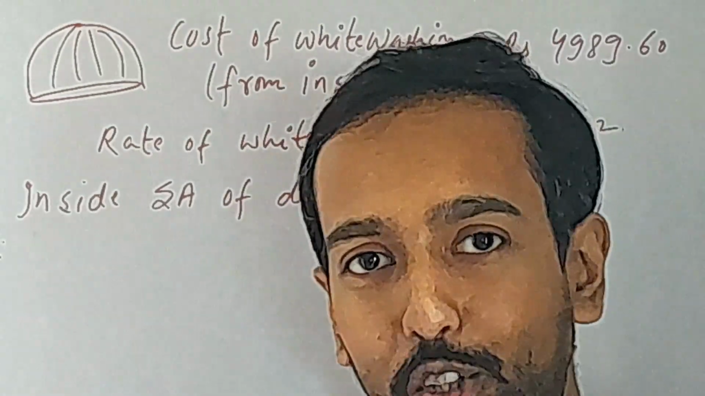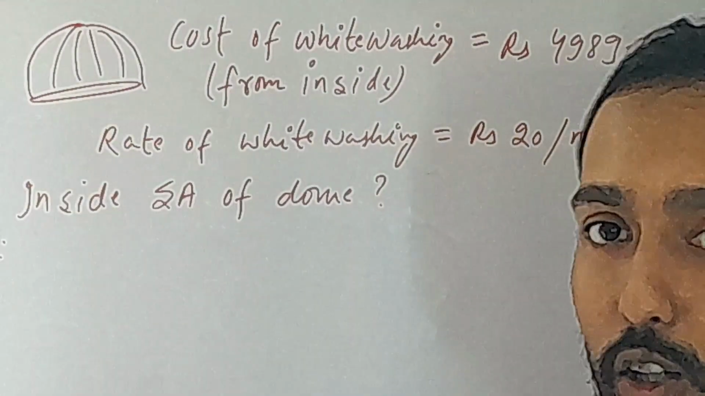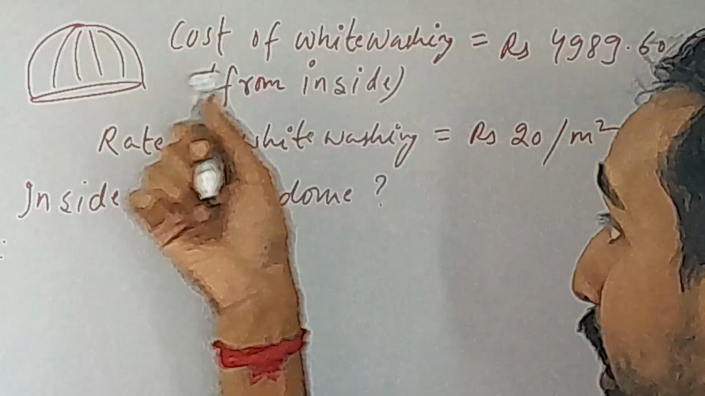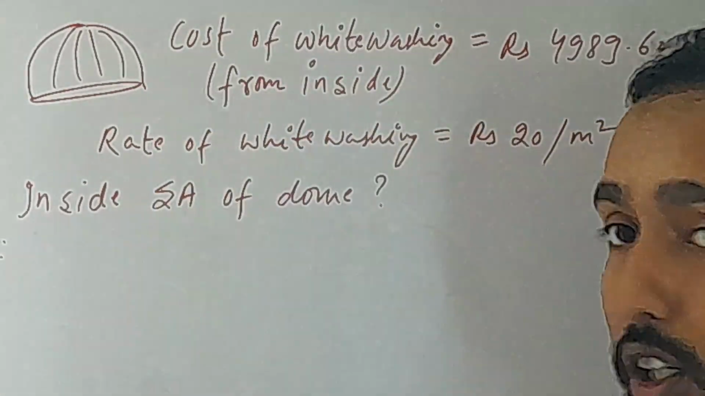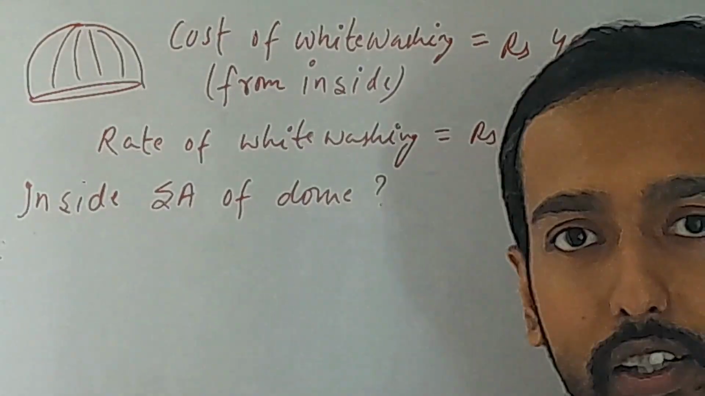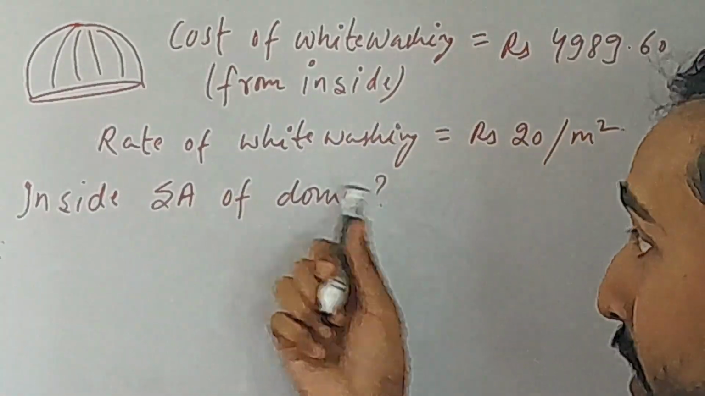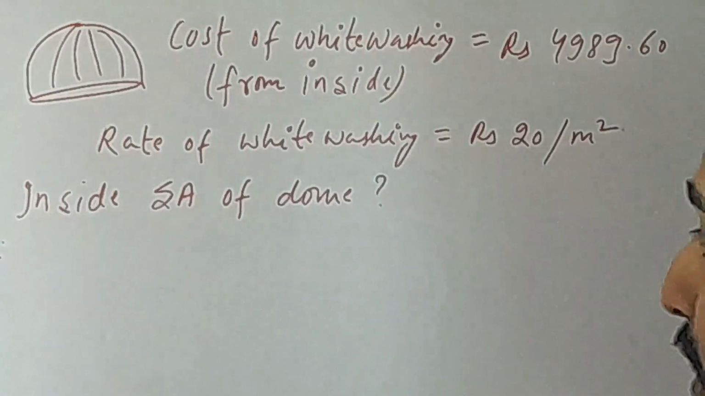Students, this is another important question from the concept of surface area and volumes. So here is a dome, and this dome has to be whitewashed from the inside. In the first part it is given that the total cost of whitewashing from the inside comes out to be rupees 4989.60, and in the second part the rate of whitewashing is given as rupees 20 per meter square.